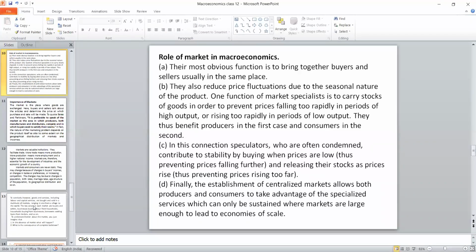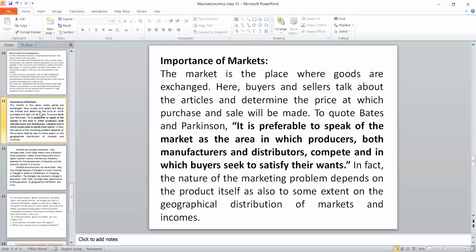Finally, the market should be a centralized one. A decentralized market never improves economic growth or stability. So when there is a centralized market, there will be a proper system in the market structure. With this, let me move to the next one, how the market gains importance. For that, I have to give one definition given by Bates and Perkinson. I will read the definition now, then I will explain in detail.